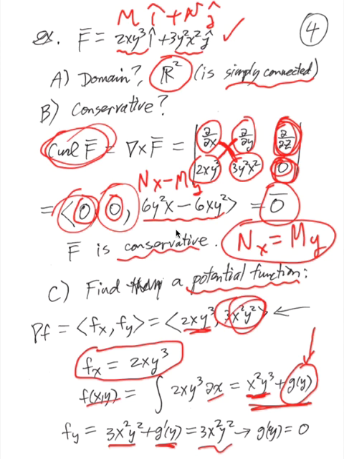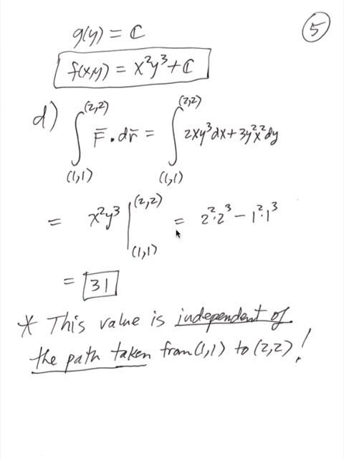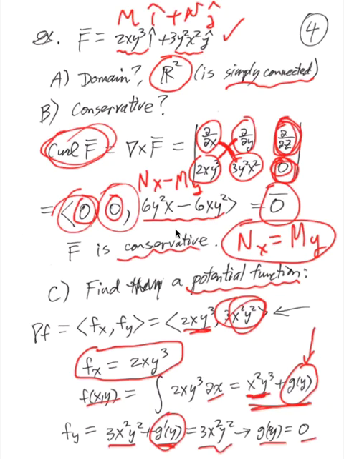What does that imply about g prime? G prime of y should be 0. That means it's constant. So what we could have here is that our function f of x, y equals x squared y cubed plus an arbitrary constant. Okay? So any potential function of that kind, when you take its gradient, will give rise to this particular field that we started with right here. It'll give rise to this thing. Okay?